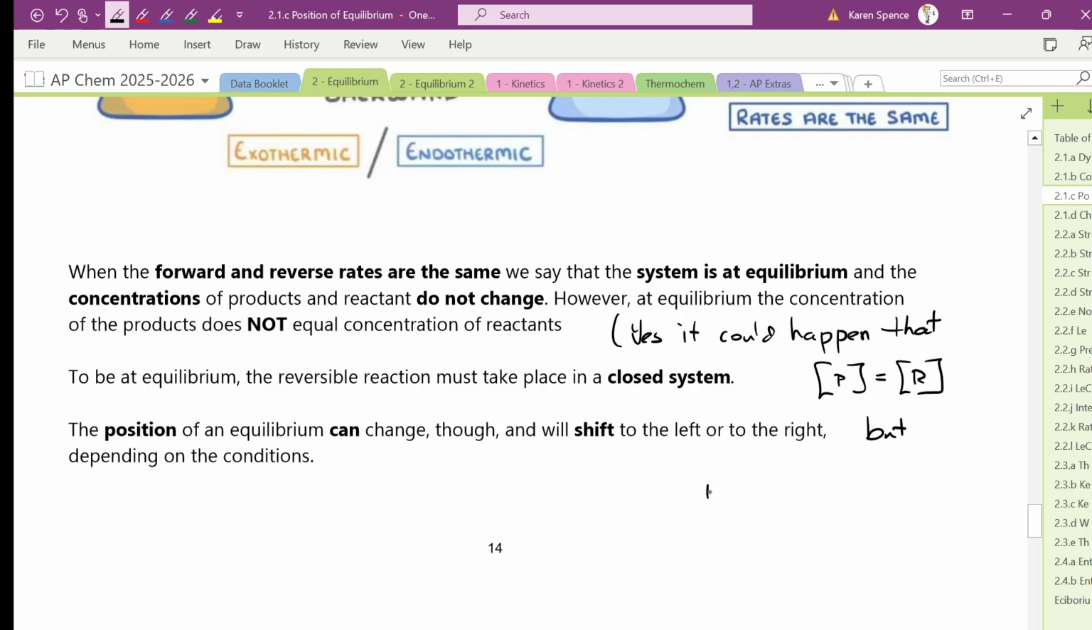Ooh, I like that word. Yes. So stresses can be changes in concentration, changes in volume, changes in pressure. Yes, it could happen, but it would be very unlikely. I will say circumstance because I think maybe that's a better word. I like happenstance better though. It's just a better word. It's more fun.